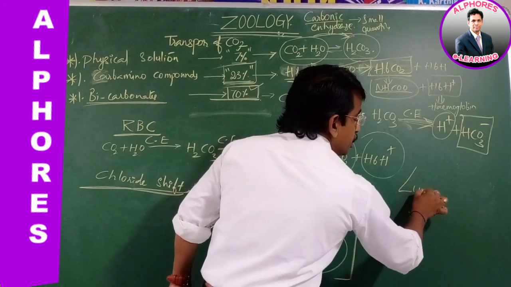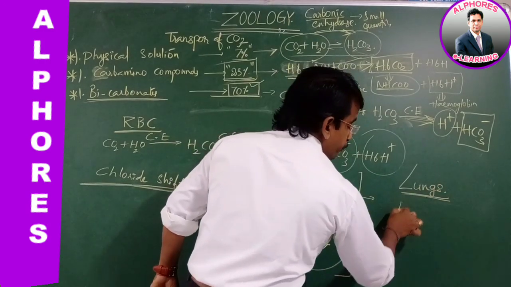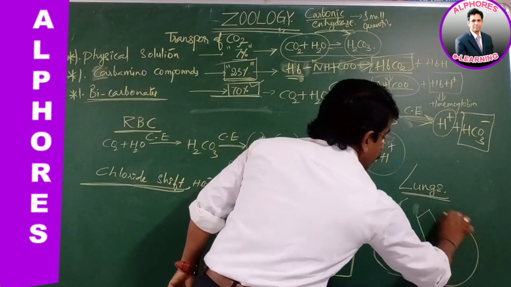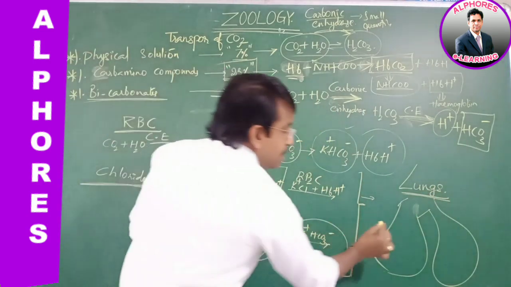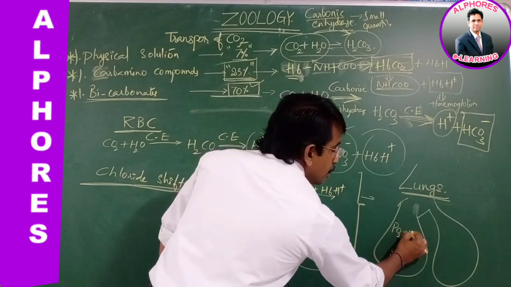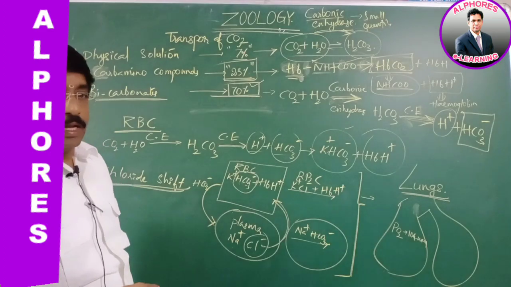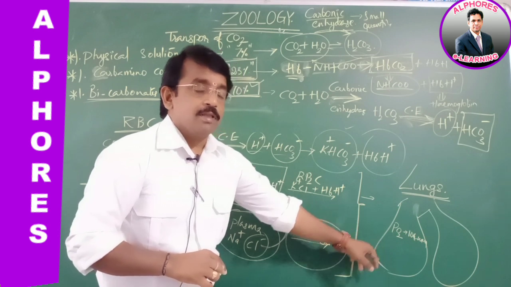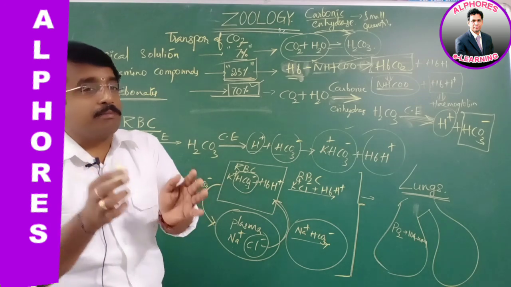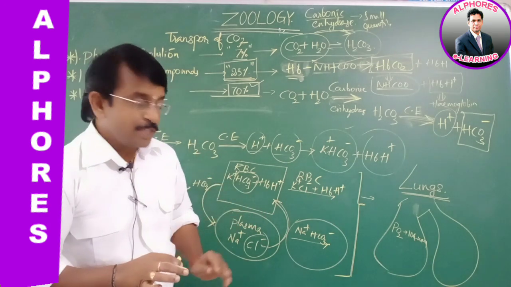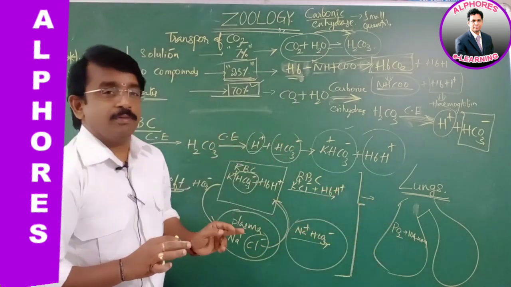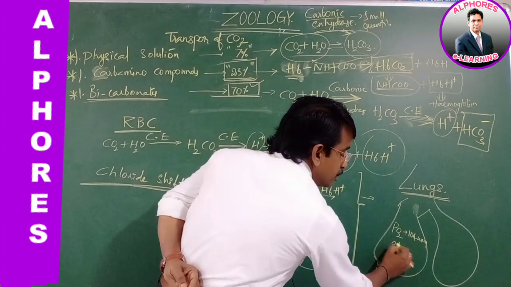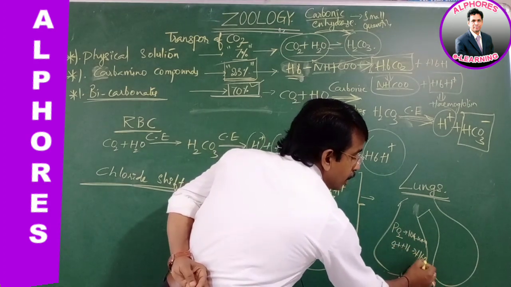Let's see the condition at lungs. At lungs, partial pressure of oxygen is 104 mmHg. What we discussed is that wherever the partial pressure of a gas is more, the solubility of the gas is more, so combining of the gas with the hemoglobin will be more. So at lungs, partial pressure of oxygen is more. So immediately the oxygen combines with the hemoglobin and forms oxyhemoglobin. Is it right?